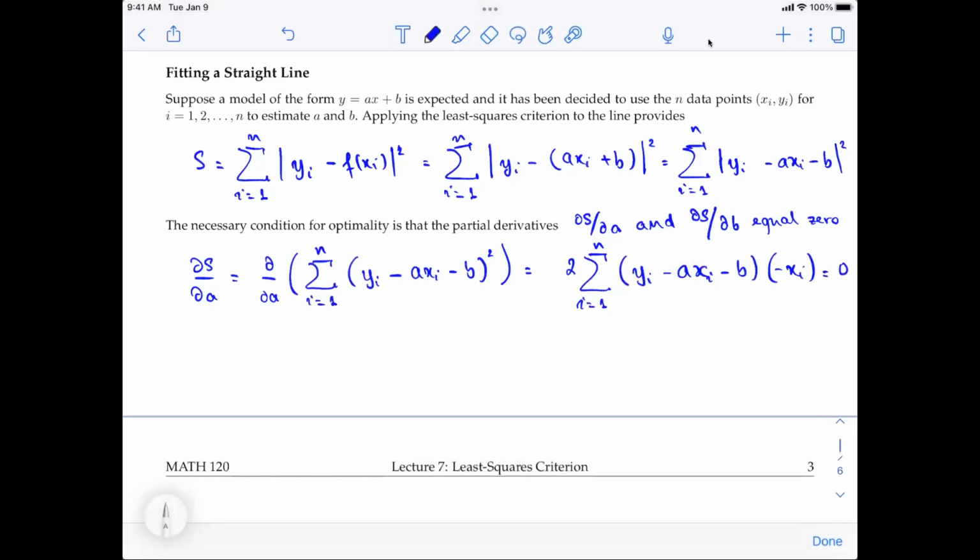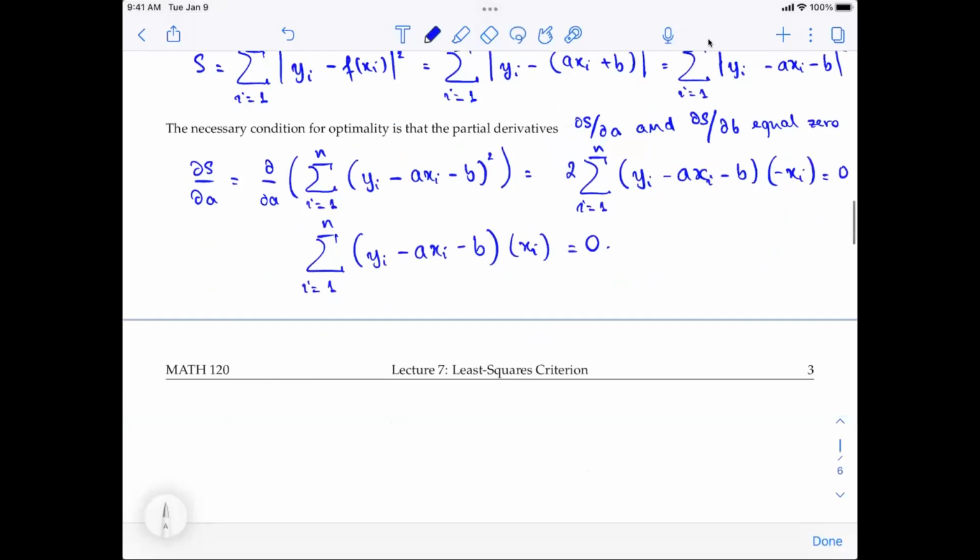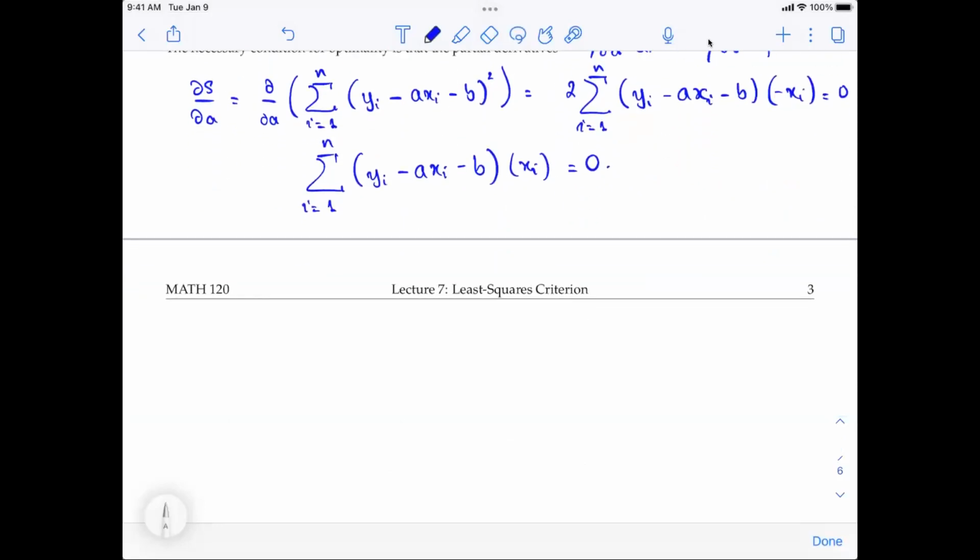All right. Then what we need to do is to get rid of the 2 because it's just a constant. You divide both sides by 2. This is a negative sign. You divide or multiply both sides by the negative sign, and you obtain the following equation. The summation for i going from 1 to n of (y sub i minus a times x sub i minus b) times x sub i equal to 0. So that's one equation. We need another equation so that we can solve for the value of a and the value of b. So that's one equation.